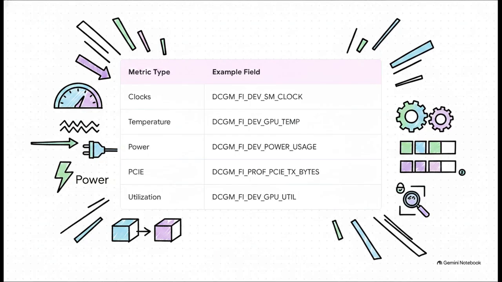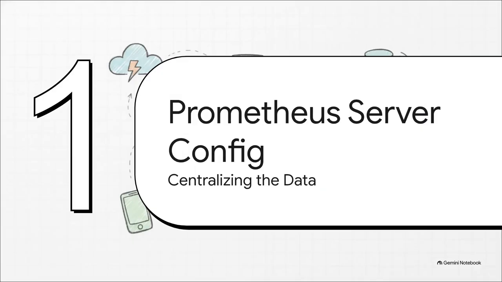No, you are tracking streaming multiprocessor clock speeds down to the megahertz, exact power draw in watts, PCI transmission bytes, and incredibly granular utilization percentages for things like memory copy, encoders, and decoders. This level of detail is absolutely vital when you're trying to diagnose bottlenecks or just maintain the health of some incredibly expensive hardware. Let's keep rolling.